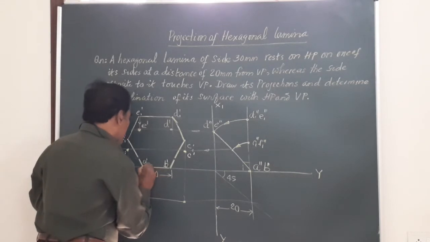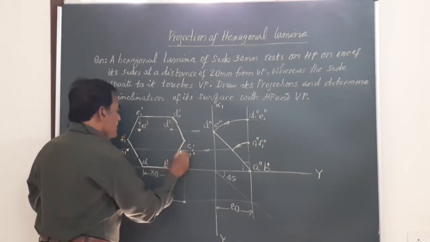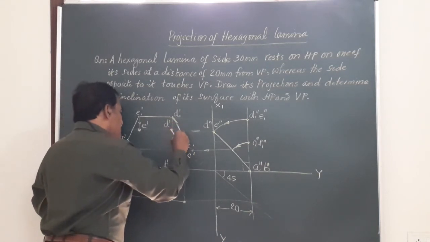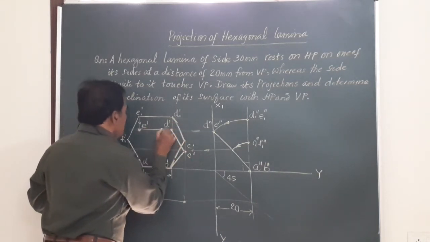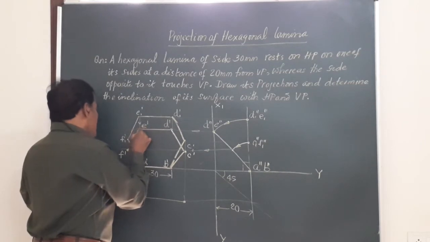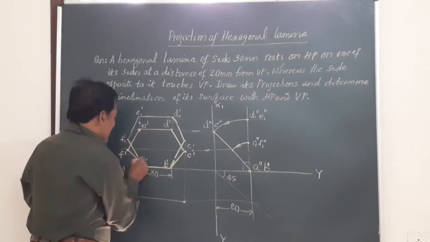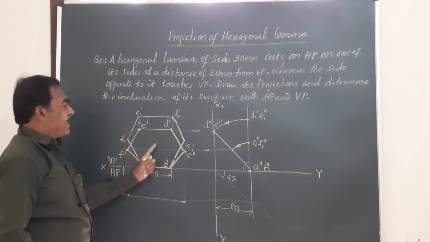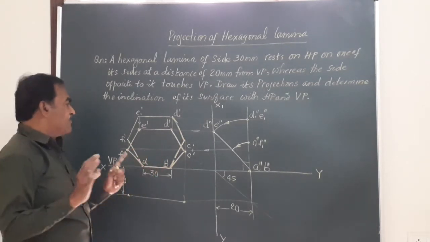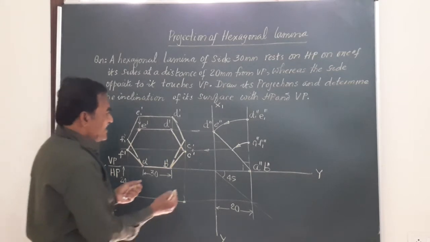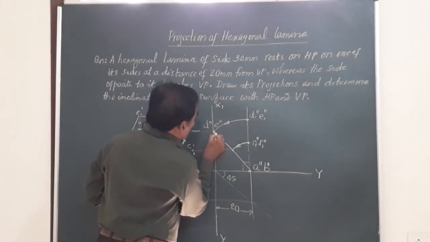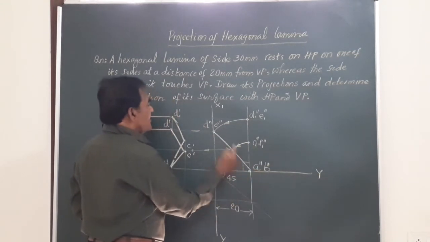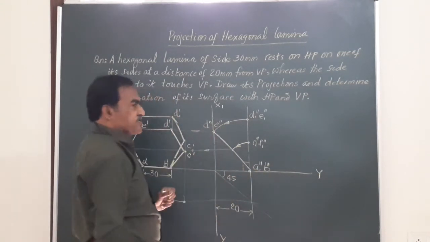So I am going to join A to B, B to C, that's B' to C', C' to D', D to E, E to F, and F to A. Friends, the figure, the distorted hexagon what I have shown here is the final front view of the lamina, and the corresponding side view will be this line A'', B'', D'', E''.